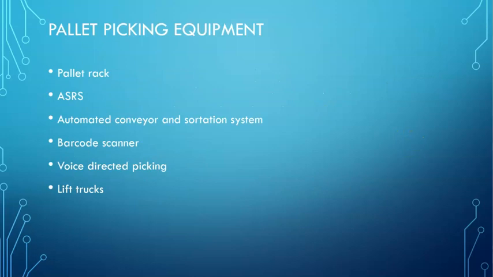Some of the common pallet picking equipment are the pallet rack, the automated storage and retrieval system, the automated conveyor and sortation system. We can still use the conveyor with the big pallet, where it will divert the big pallets into the required direction or the shelving area. The barcode scanner scans what number and what SKU for that whole pallet, and that will be directed either for shipping or for storage. And then we have the voice directed picking, and then we have the lift trucks.